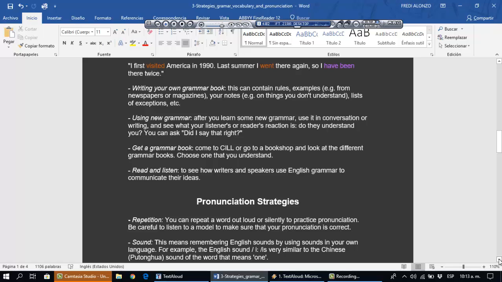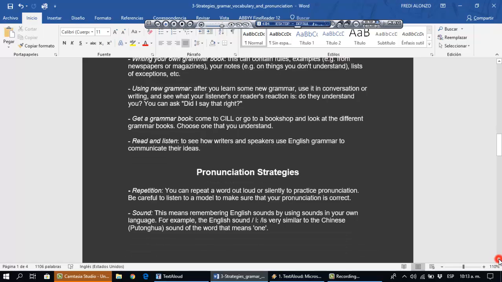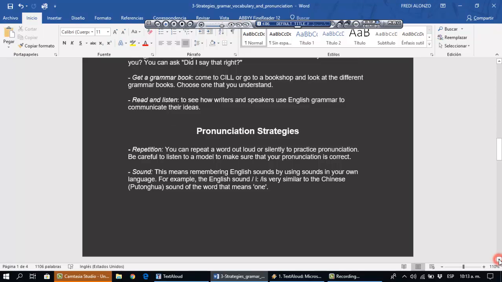Sound. This means remembering English sounds by using sounds in your own language. For example, the English sound /I/ is very similar to the Chinese putonghua sound of the word that means one.